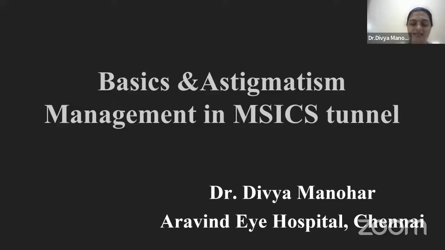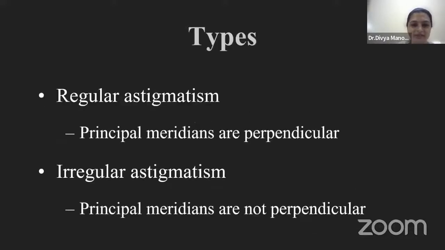So I'll be talking about the basics and the astigmatism management in small incision cataract surgery and how we construct tunnels. At the end of the surgery, we all wish that we give patients 6/6 vision, and the patient also looks for 6/6 vision post-op day 1. With good tunnels, we can actually give very good outcomes even in small incision cataract surgeries.